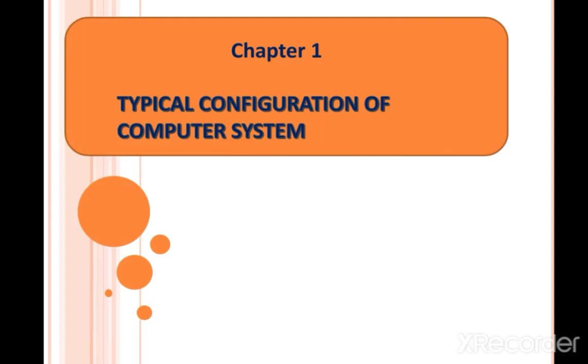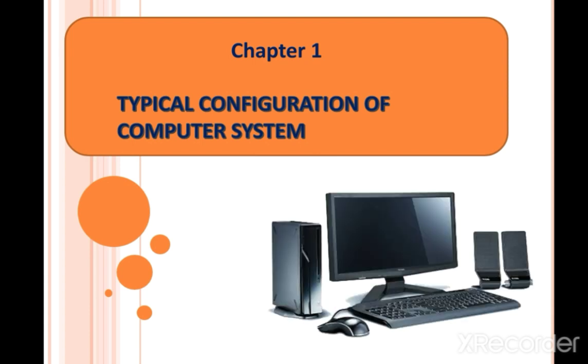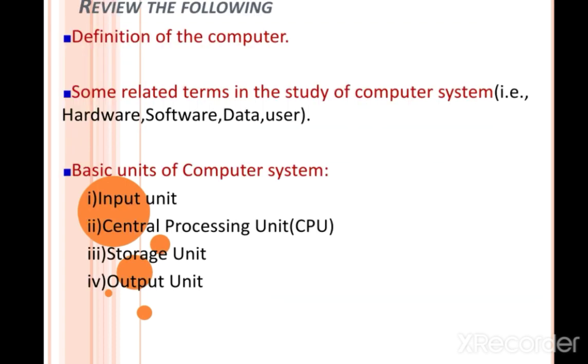Good morning all. We are continuing the concept of motherboard. In the last session, we discussed the definition of computer and some related terms and definitions in the study of computer system. These are hardware, software, data and user. And we also discussed the basic units of computer system with the block diagram. These are the basic units: input unit, central processing unit, that is CPU, storage unit and output unit.